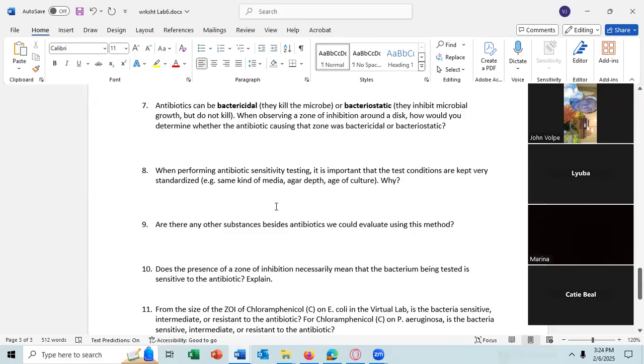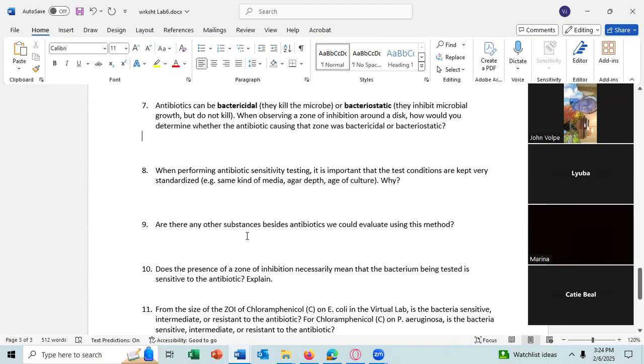8, when performing the antibiotic sensitivity testing, it is important that the test conditions are kept very standardized, meaning we have the same kind of media, Mueller-Hinton, always the same agar depth, 4 millimeters, the same age of the culture, meaning a young culture. Why is that? Answer why.